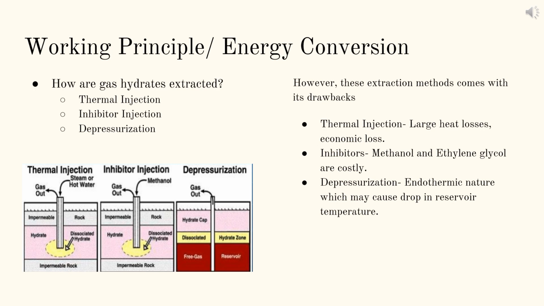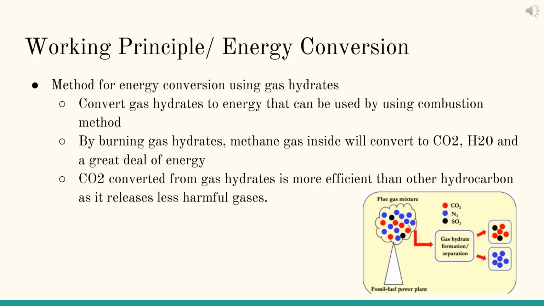The second type of extraction is inhibitor injection, its drawback being the cost of methanol and ethyl glycol. And the last method is depressurization, and its drawback is its endothermic nature, which may cause a drop in reservoir temperature.